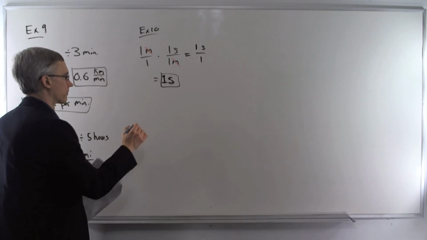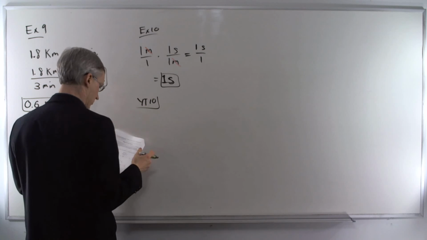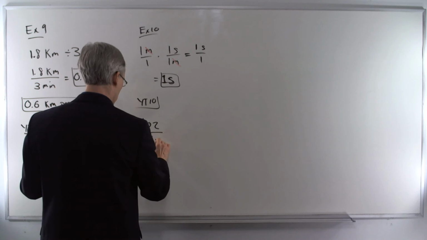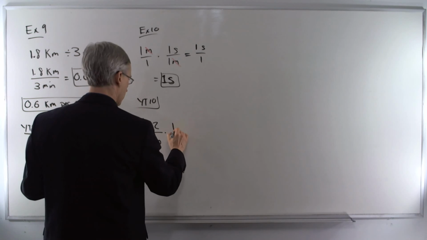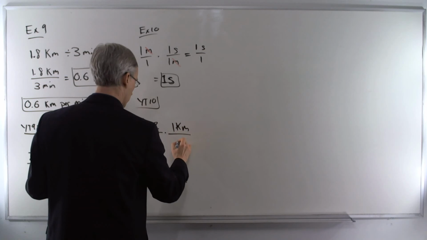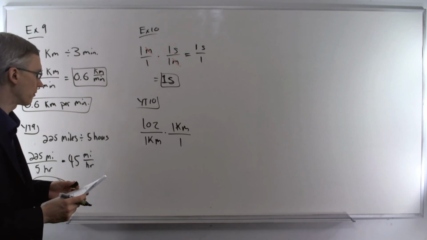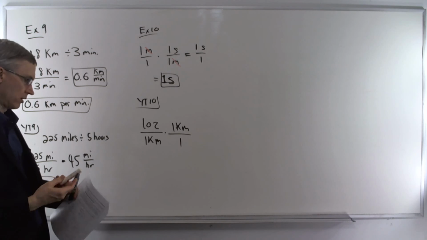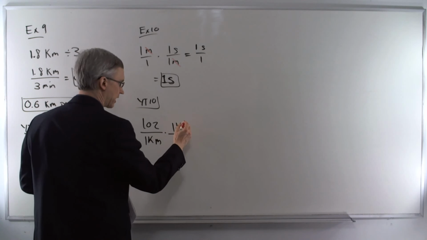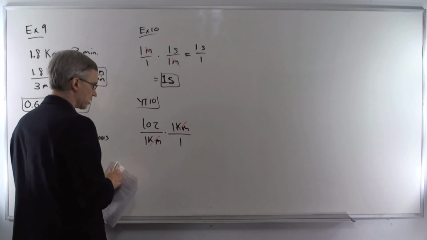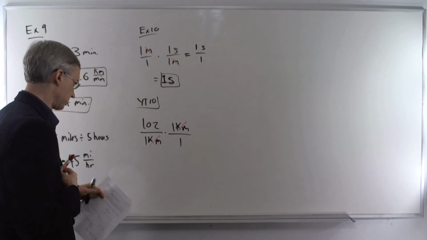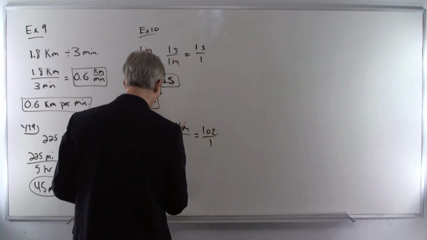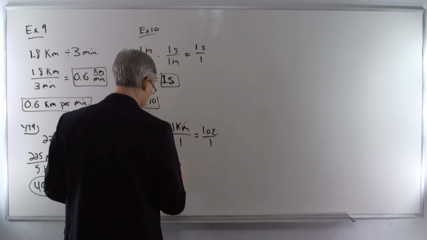All right, your turn, number 10. One ounce per kilometer times 1 kilometer over 1. All right, the matching units are kilometers. Kilometers cancel. What are we left with? Just ounces on top. So 1 ounce over 1. So the answer is 1 ounce.